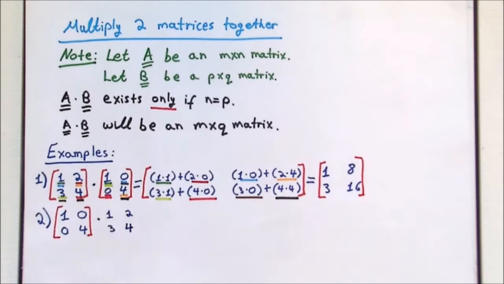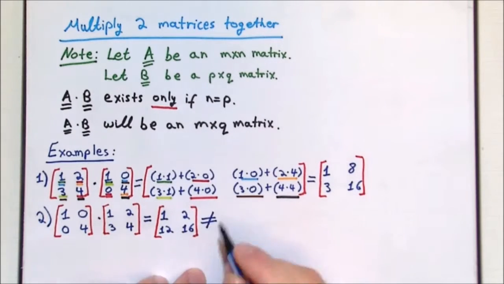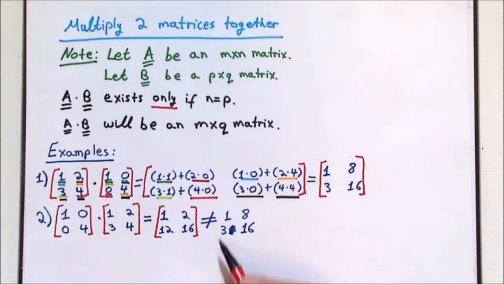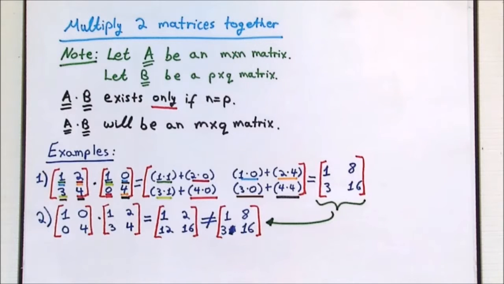As we can see by the second example, where we have the same matrices, but we have multiplied them the other way around, multiplication isn't commutative for matrices, i.e. A times B is not necessarily the same as B times A.